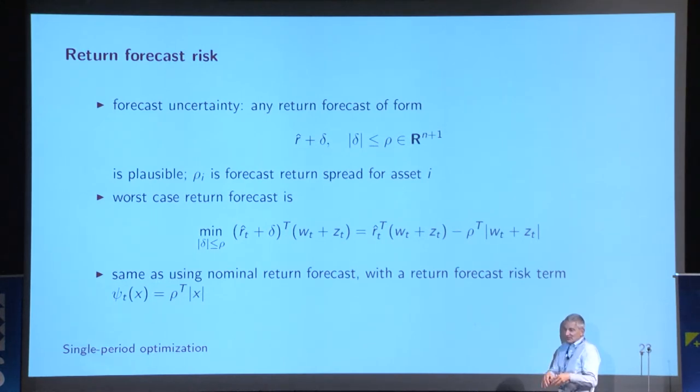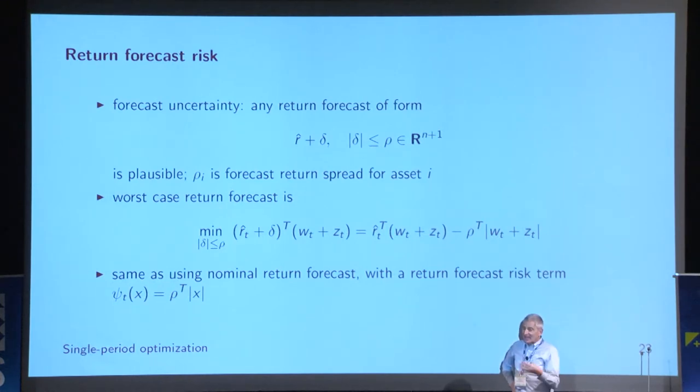This is also a simple calculation in robust optimization. You get something analytical here too. If you work out what the worst return is, it's kind of obvious what to do. If this is positive, then you would take delta to be small, and if this is negative, you take that. And what you end up with is this: that's the nominal return prediction. And then this term is the return forecast risk based on the spread of values, right? And it's very cool because this is a holding term, an L1 thing.